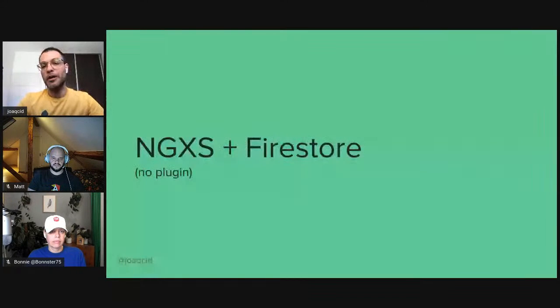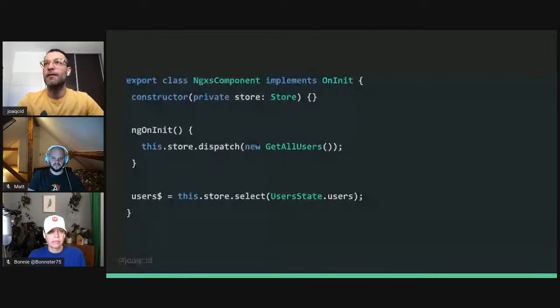So now I'm going to move on and implement the same example, but using NGXS without the Firestore plugin. So in this case, again, we have a component class, and instead of injecting the Angular Firestore library, we are injecting the store. Here we can see that we have two steps to fetch data from Firestore.